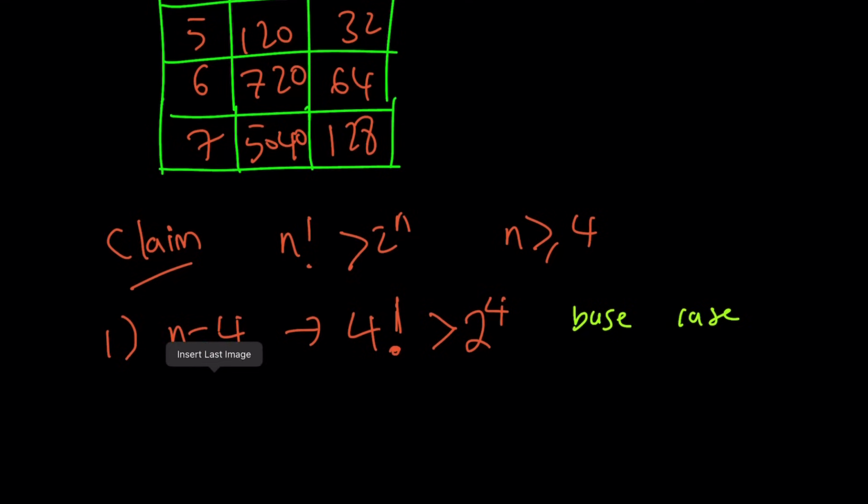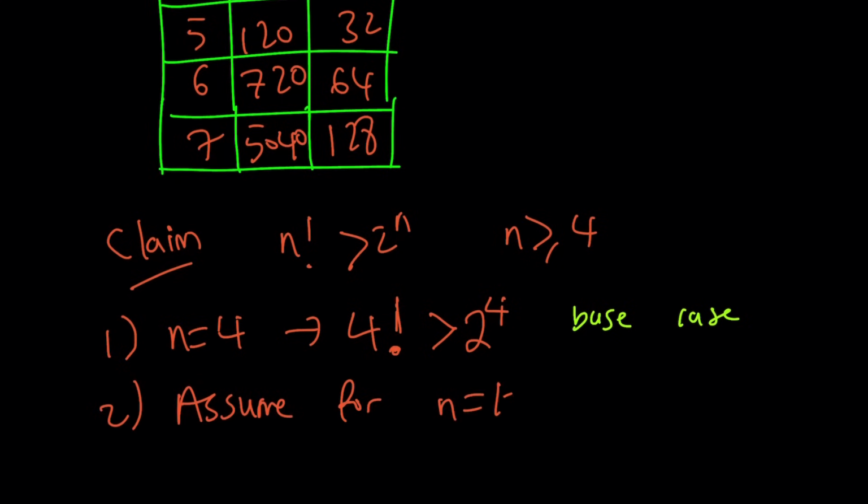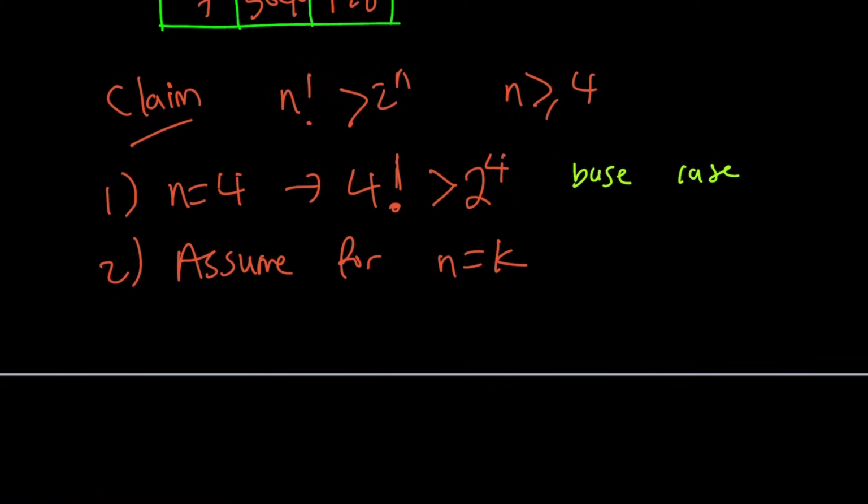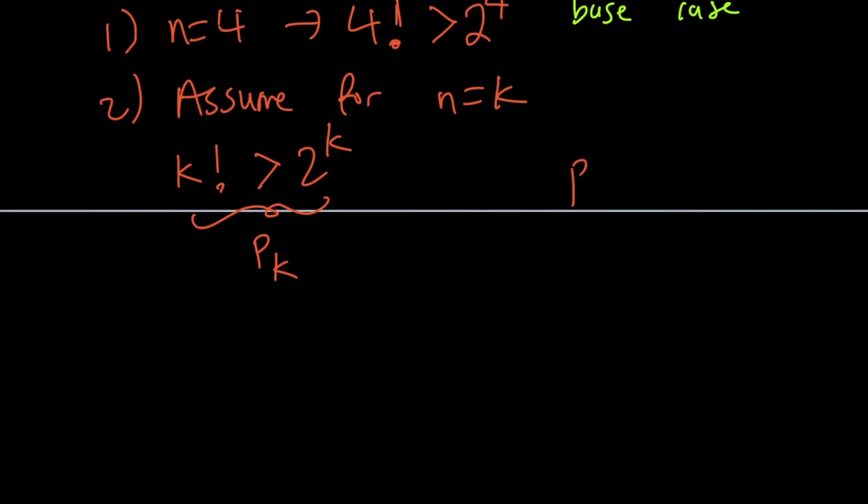And then for the second step, I'm going to assume for n equals k that this statement is true, which is k factorial is greater than 2 to the power k. So this is an assumption you must make. And then the third step should show that this implies, so if you call this p sub k, we have to show in the third step that p sub k implies p sub k plus 1.